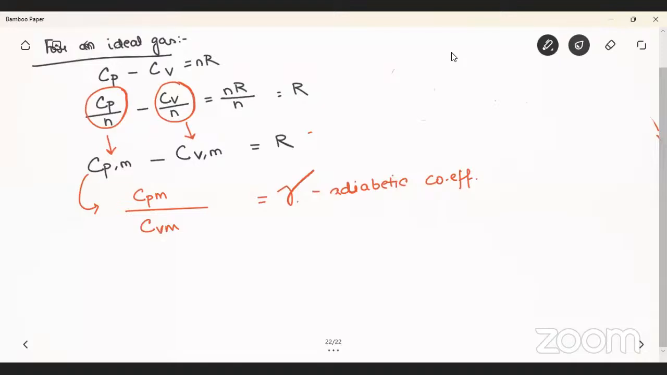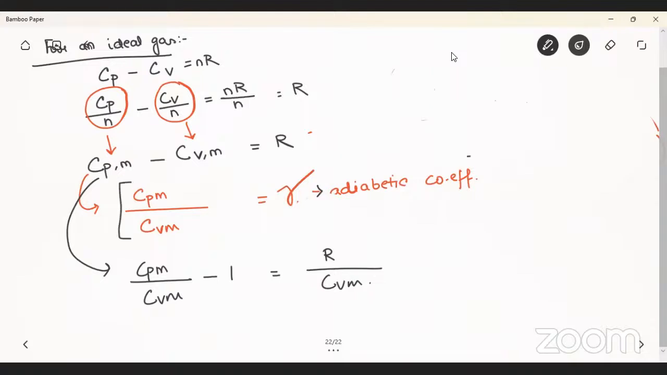Okay. So from this, you can do one more thing from here. CPM by CVM minus 1 is equal to R by CVM. Something I have showed you just now. Now, you know CPM by CVM is gamma. Okay. So, this is an adiabatic question. So we consider CPM by CVM like this.